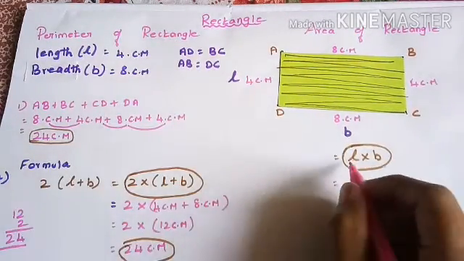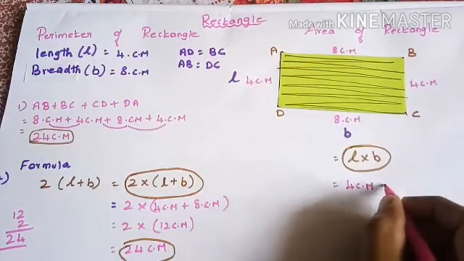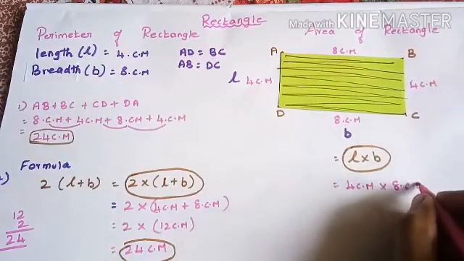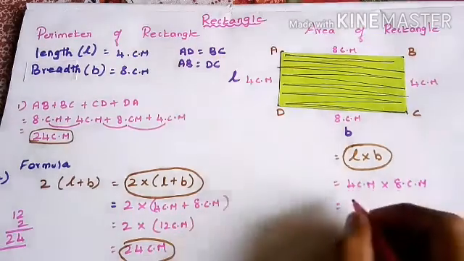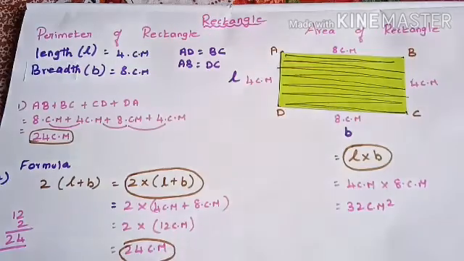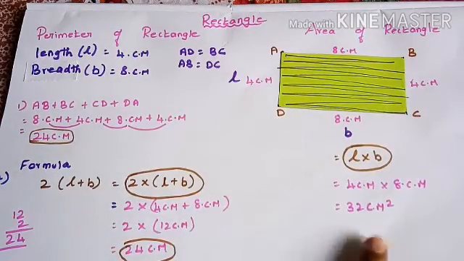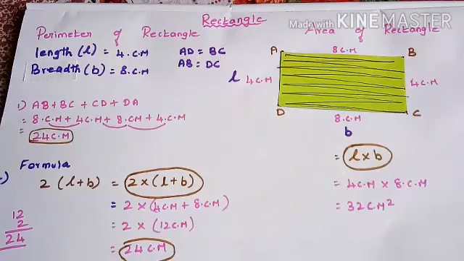Okay. Length 4 centimeter into breadth 8 centimeter. So 4 8s are 32 centimeter square. Got it? This is the way to find the area of rectangle. So 32 centimeter squared is the area of rectangle.